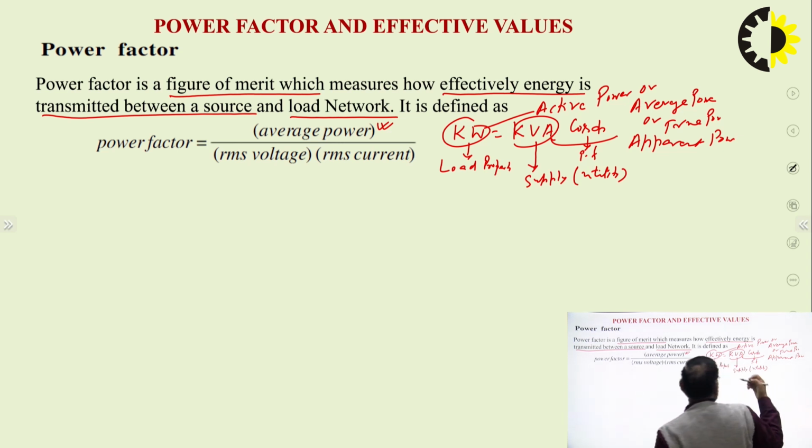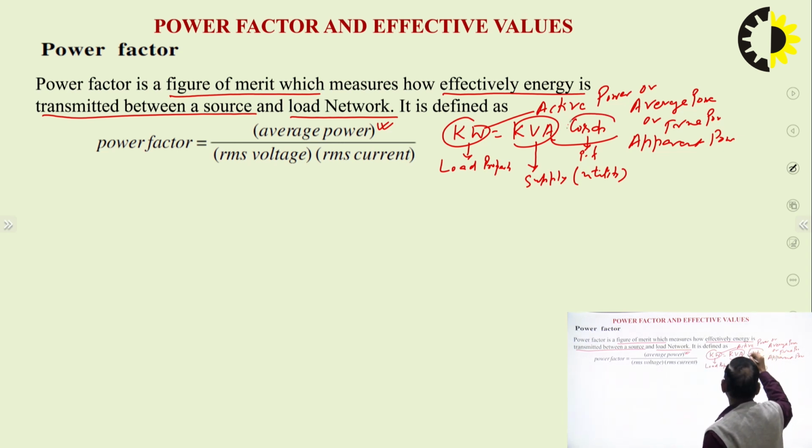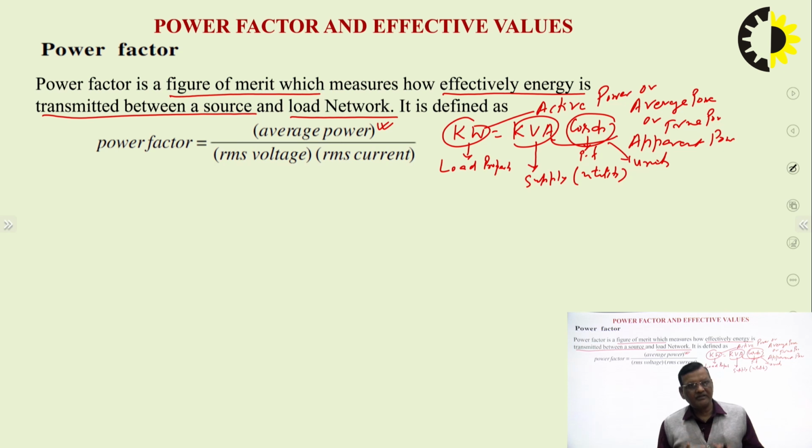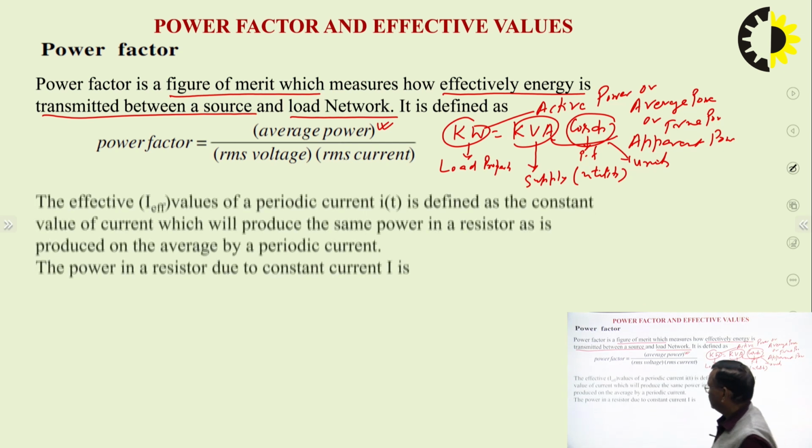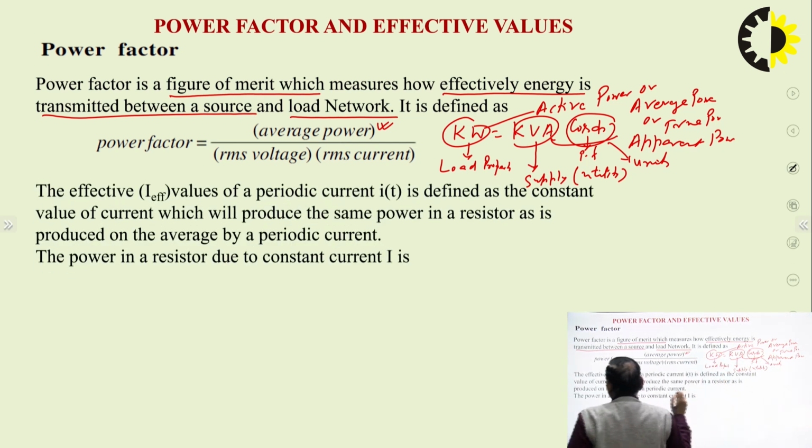Significance is, suppose the power factor is unity, then kVA is equal to kilowatt. So if the power factor is unity, it means whatever energy is supplied by the utility is consumed by the load. So there are no losses between the supply of the system and the load network. This is the ideal condition, but in the practical case there are some losses. It means power factor is not unity.